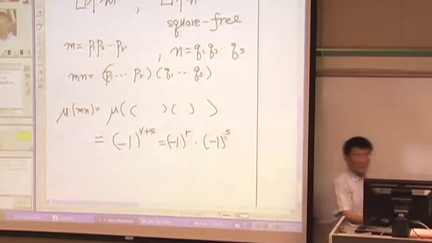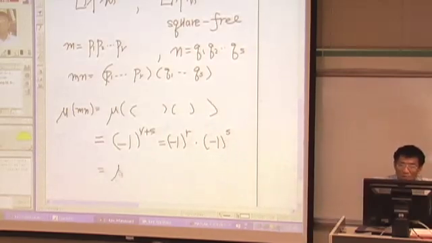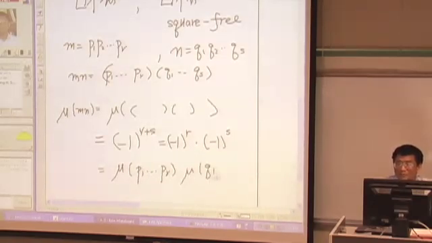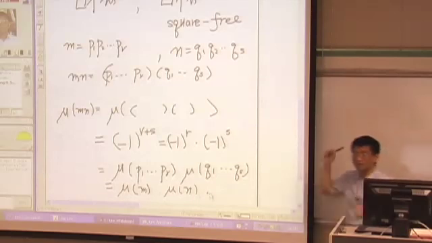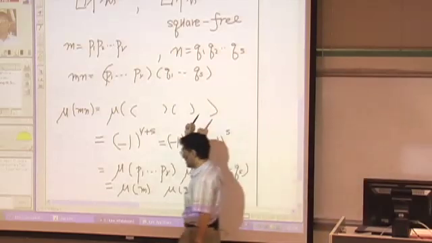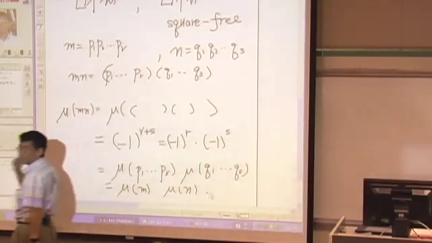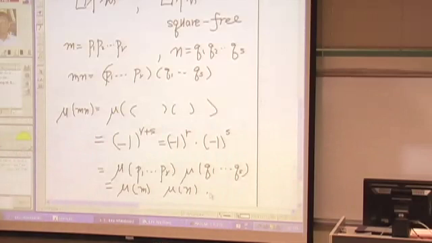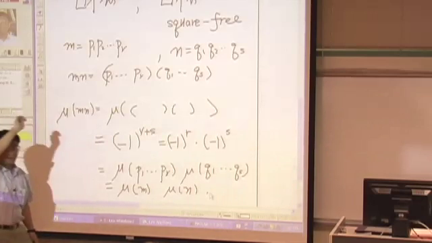And then (-1)^r is nothing but mu of p1 up to pr. And then this is mu of q1 up to qs. And because of this reason, this is mu of m times mu of n. And I showed that the function, especially mu, is multiplicative. Mu is multiplicative. Then now, we can derive a formula for the top one very easily.